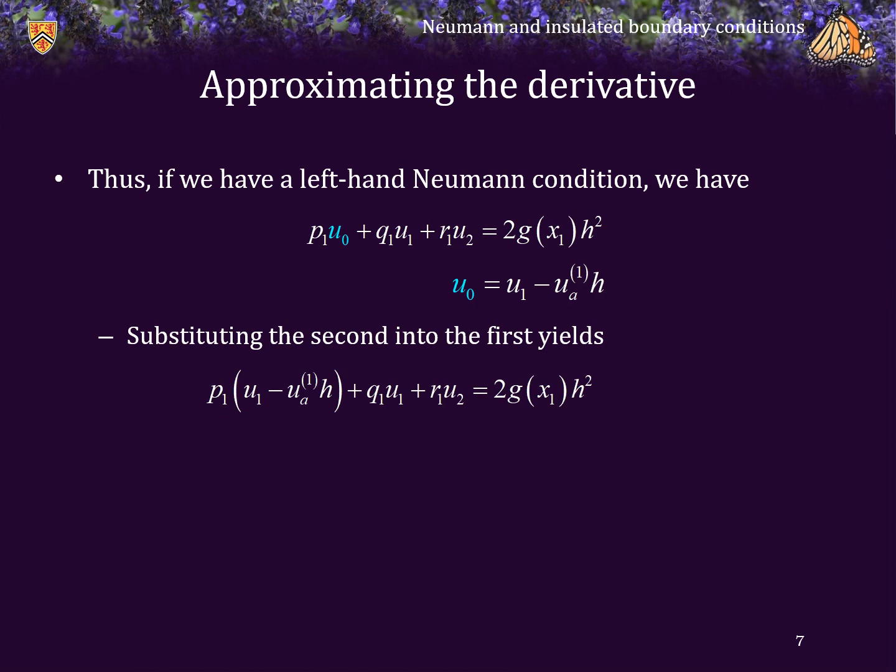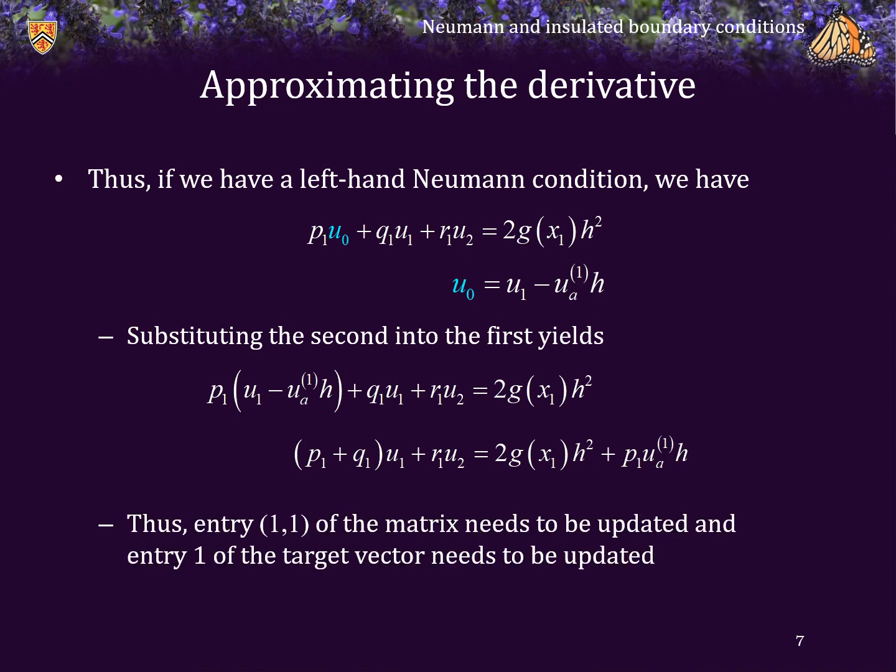Substituting that second equation into the first and simplifying yields the following expression, and therefore we can bring the known values to the right-hand side and collect on u1. That gives us this expression here. So now we have updated the coefficient in front of u1, and we have an updated value on the right-hand vector. Thus, the entry 1, 1 of the matrix needs to be updated, and the first entry of the target vector needs to be updated.